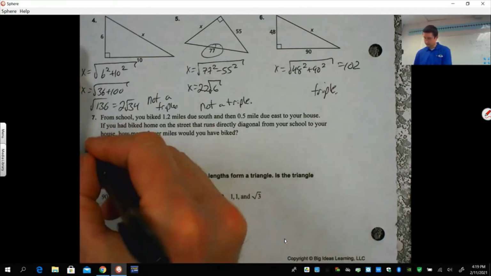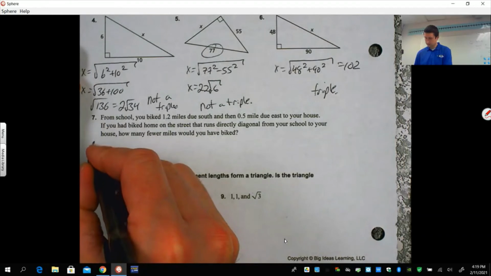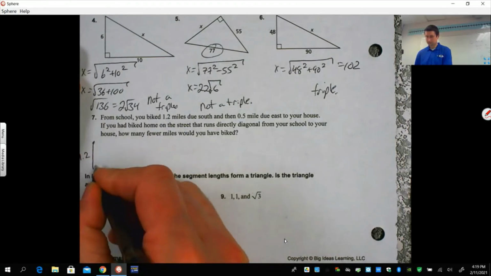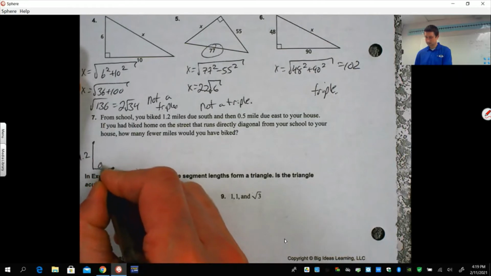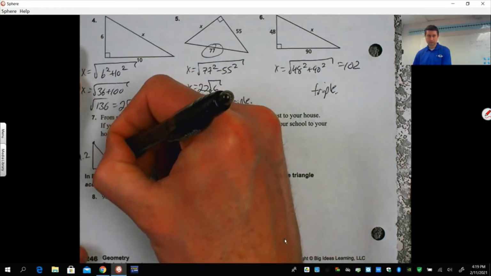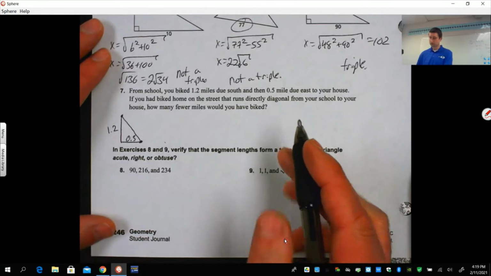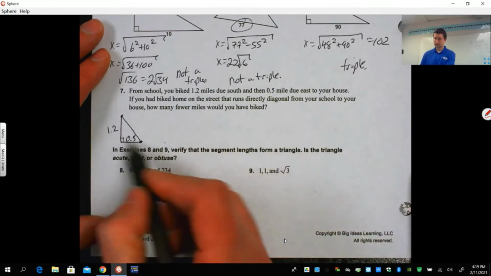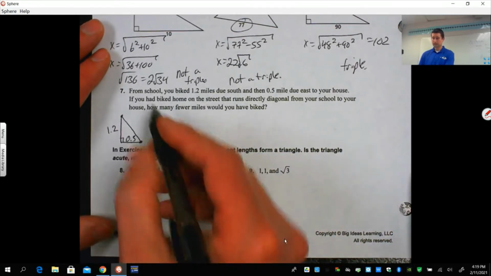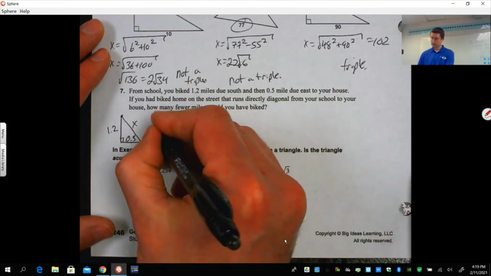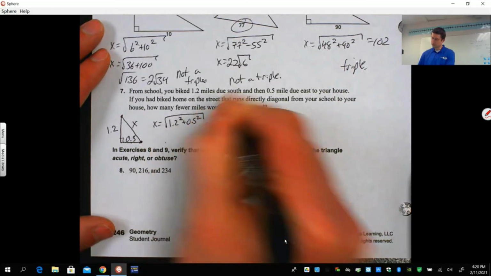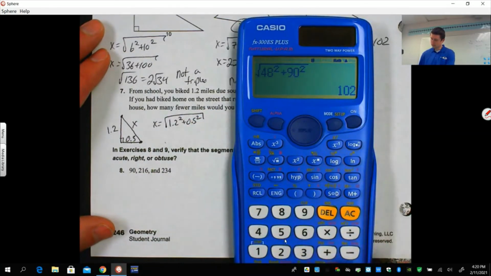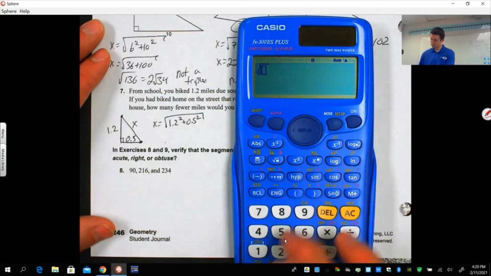So if you're biking, you're going 1.2 miles due south, and then a half a mile east, so 0.5. So there's our triangle. Sketching it out always helps. We have a right triangle because it's south and east. 1.2 and 0.5, we want to find x right there. So x is going to be the square root of 1.2 squared plus 0.5 squared.